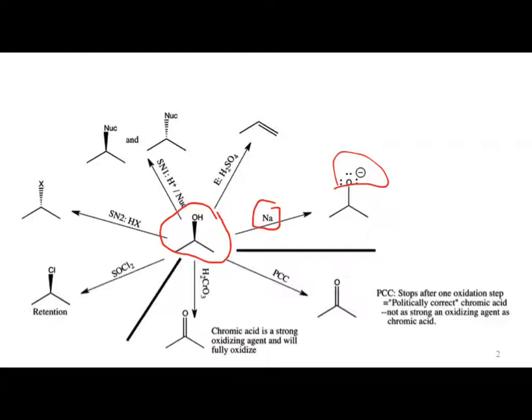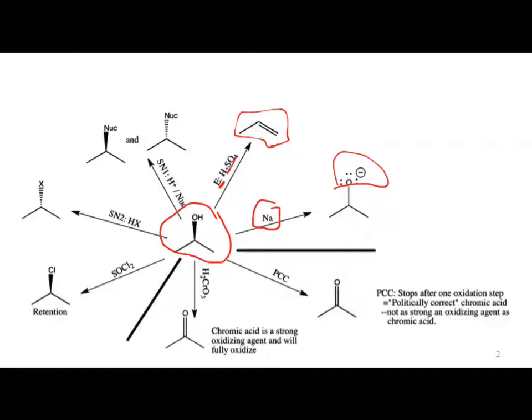E standing for elimination. So if we add sulfuric acid, a strong acid, to our alcohol, the alcohol gets protonated, typically with a little bit of heat. We can end up with our elimination product. So we end up with our double bond, which is what's shown at the end with our product. We can continue to move around it looking at each of the individual reactions.